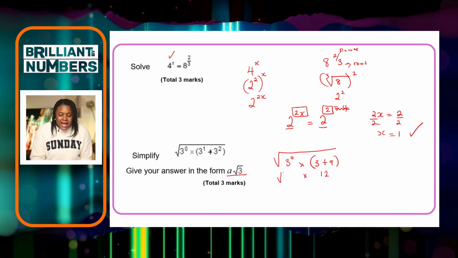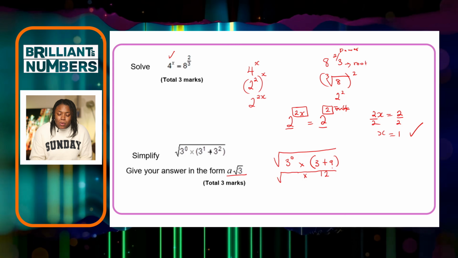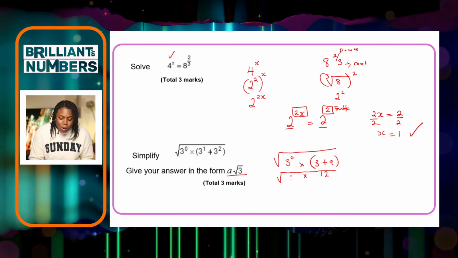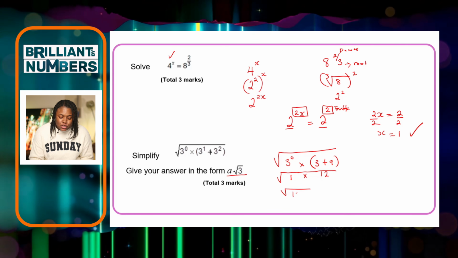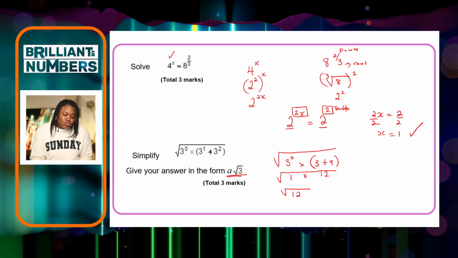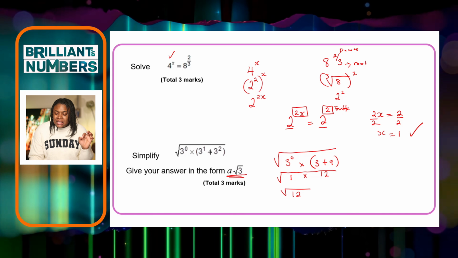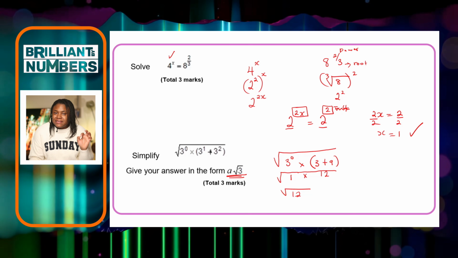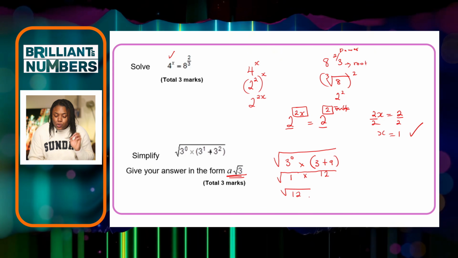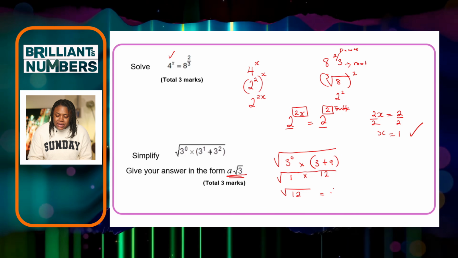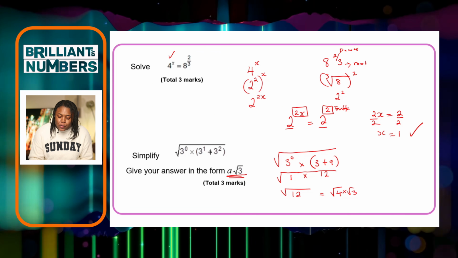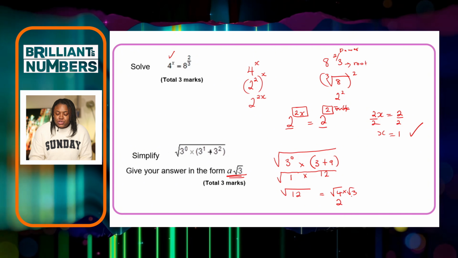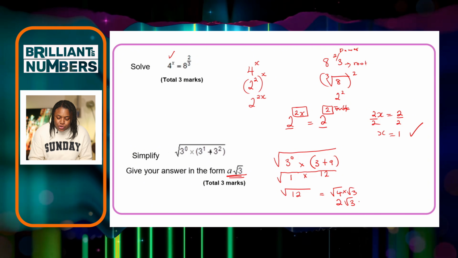We know that any number raised to the power of 0 is 1. So simplifying this, 12 times 1 is 12, but we need it in a root form. So remember, we need the largest square number that's a factor of 12, which is 4. So root 12 can be written as root 4 times root 3. So root 4 is equal to 2, and 2 times root 3 is 2 root 3.